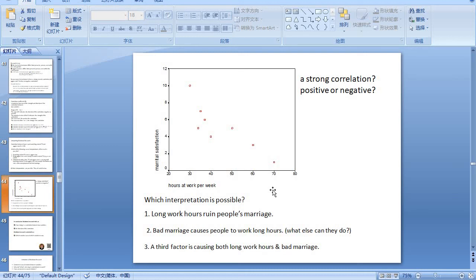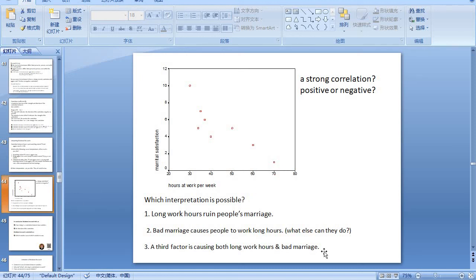Could a third factor cause some people to work long hours and have less satisfying relations? Yeah, that's another possibility. You can think of poverty. Poverty may make the family relations stressful. People start blaming each other for family difficulties, financial difficulties, and then people have to work long hours, maybe take 2 jobs to make ends meet.